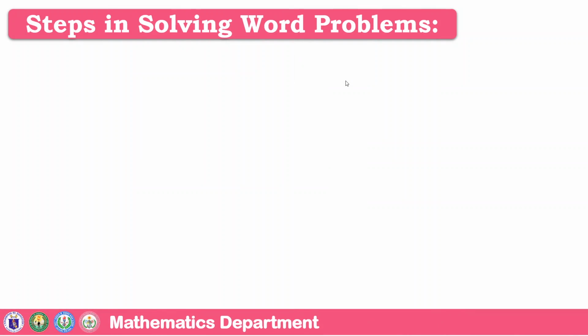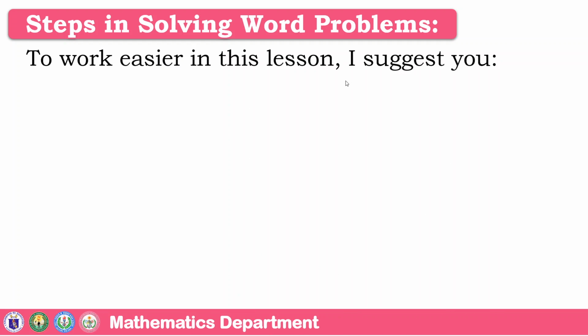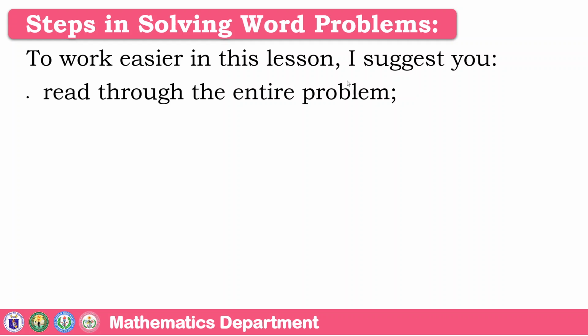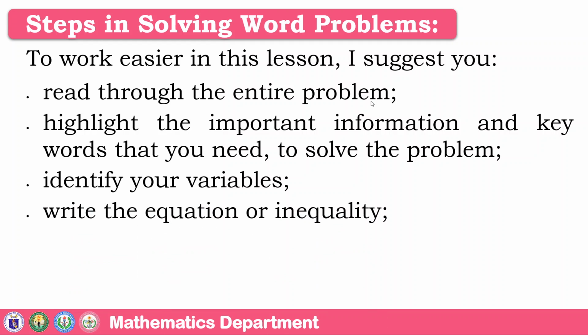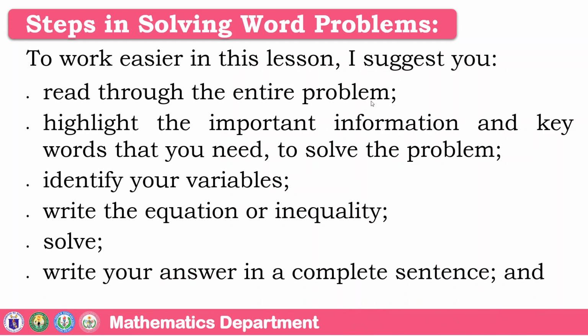These are the steps in solving word problems. So this is the easier way to work for the worded problem. Number 1, we are going to read through the entire problem and then highlight the important information and keywords that you need to solve the problem, identify your variables, write the equation or inequalities, solve, and then write the answer in a complete sentence, and check or justify your answer.